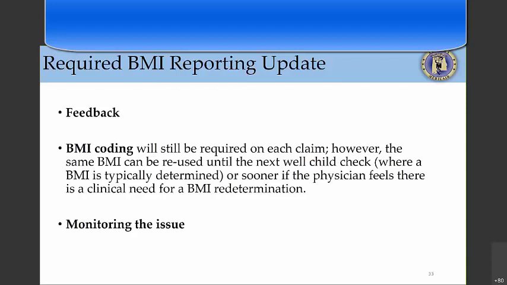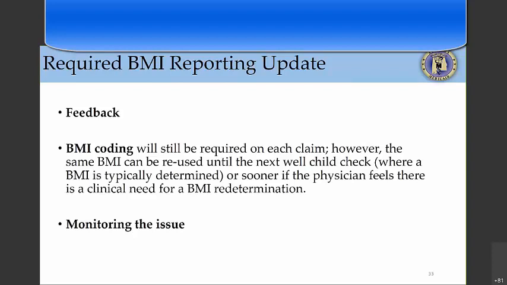So the BMI coding will be required on each claim. However, the same BMI can be reused until the next well child check. And remember, this is concerning well child checks and the child, where a BMI is typically determined, or sooner if the physician feels there is a clinical need to redetermine that BMI. We'll also be monitoring the issue over the next year, and since we're so close to the ACHN go live, a major modification will not be reasonably feasible at this time.